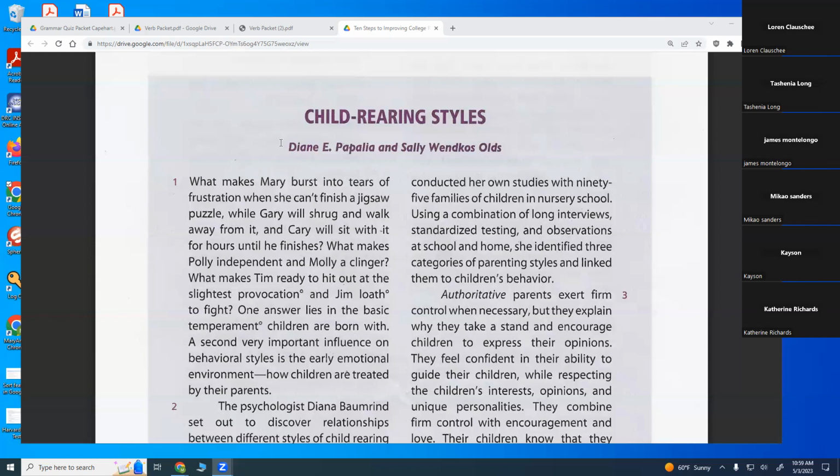Well, we're looking at how she did the studies. Studies are something graduate students do. They set these things up and they get a lot of data. This parent said this, this parent said that, about children's behavior. How did she conduct the studies? Using a combination of long interviews, standardized testing, and observations. So she hung around the kids, she interviewed them, and she observed them in school and watched their behavior.